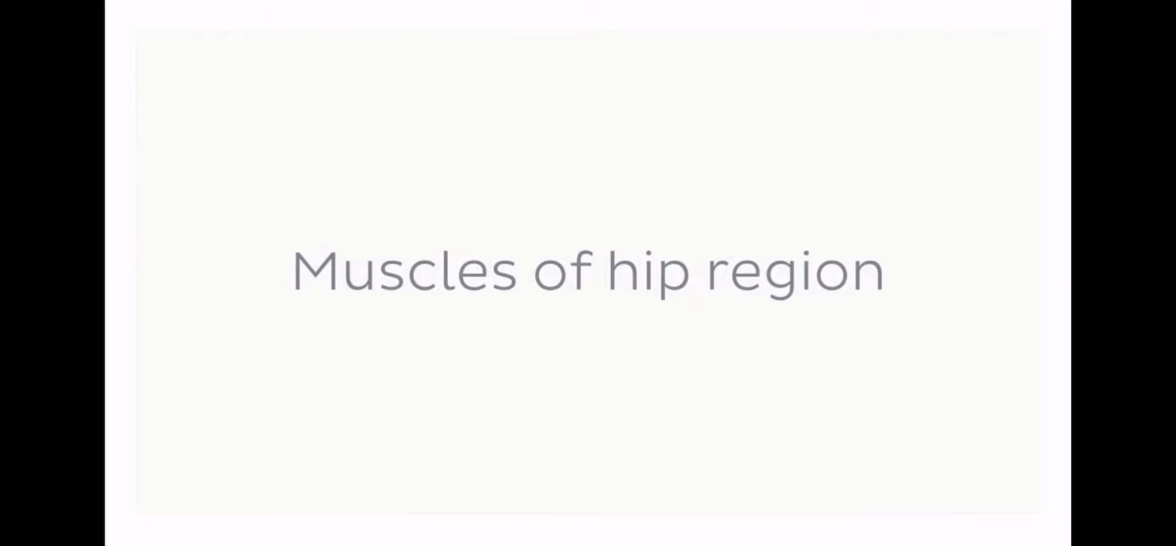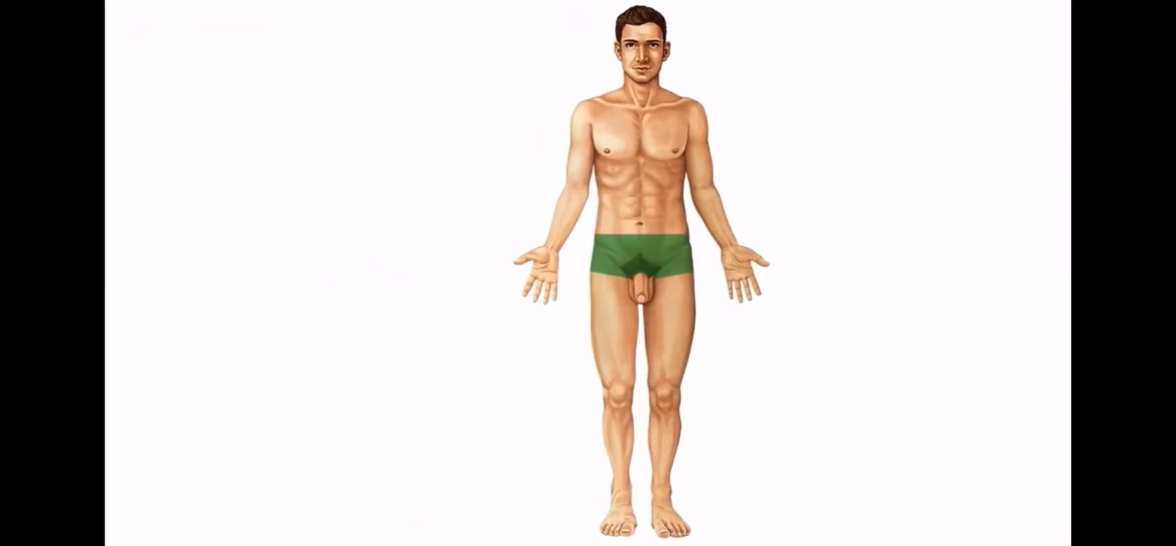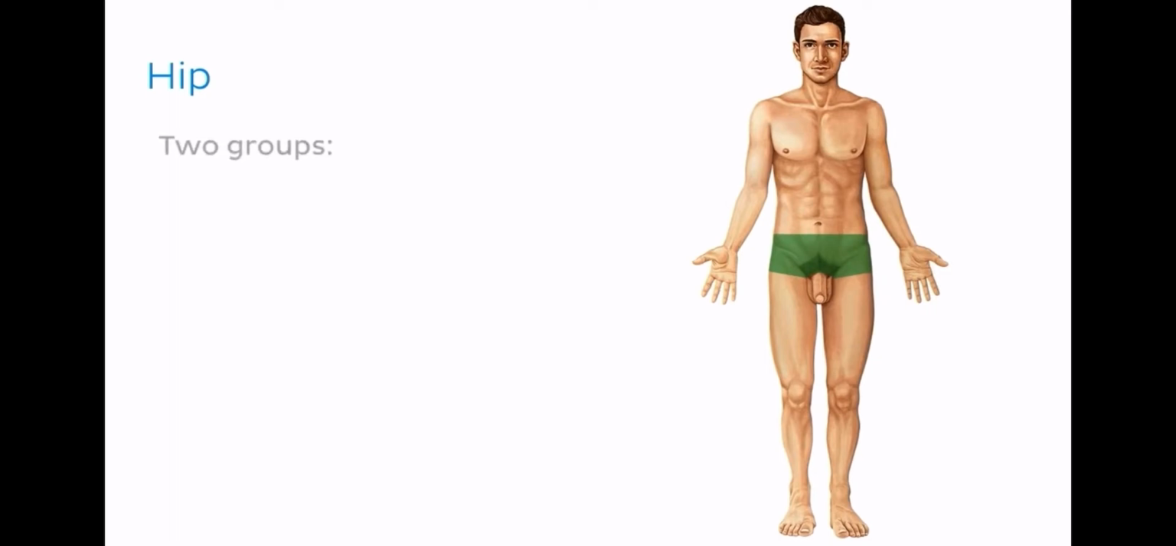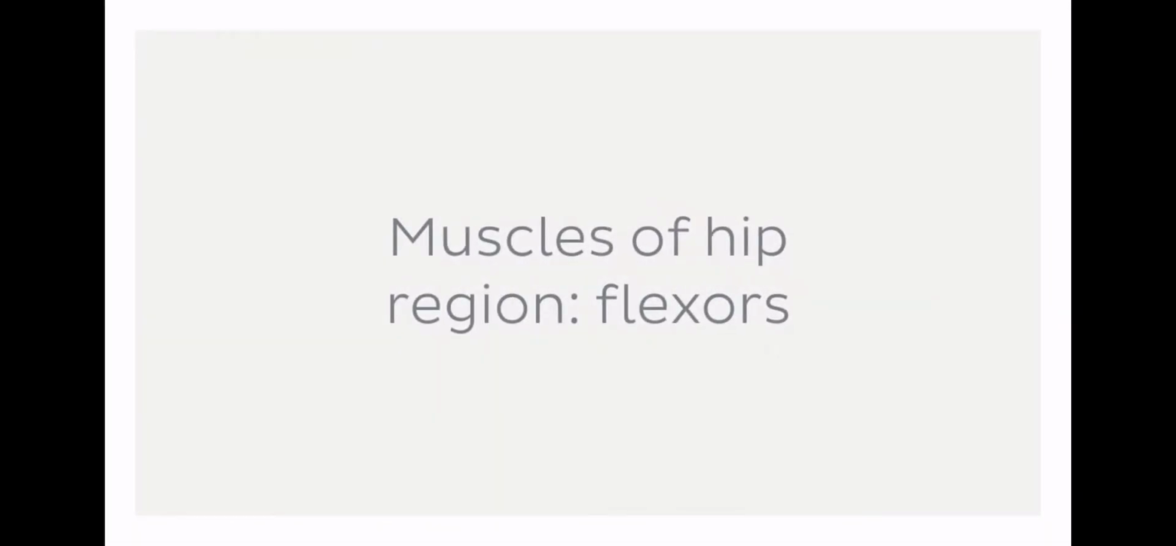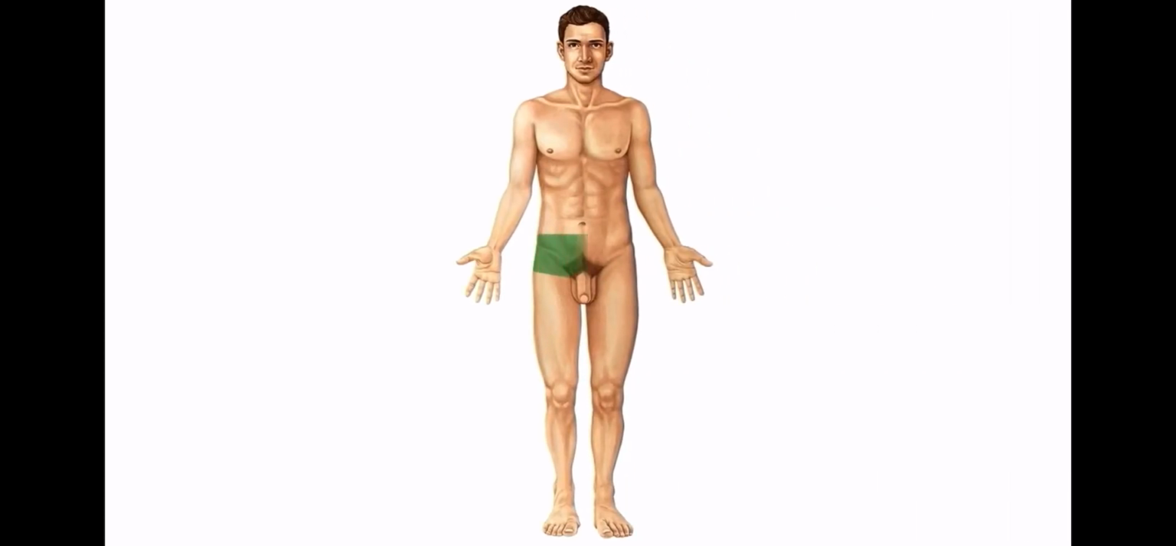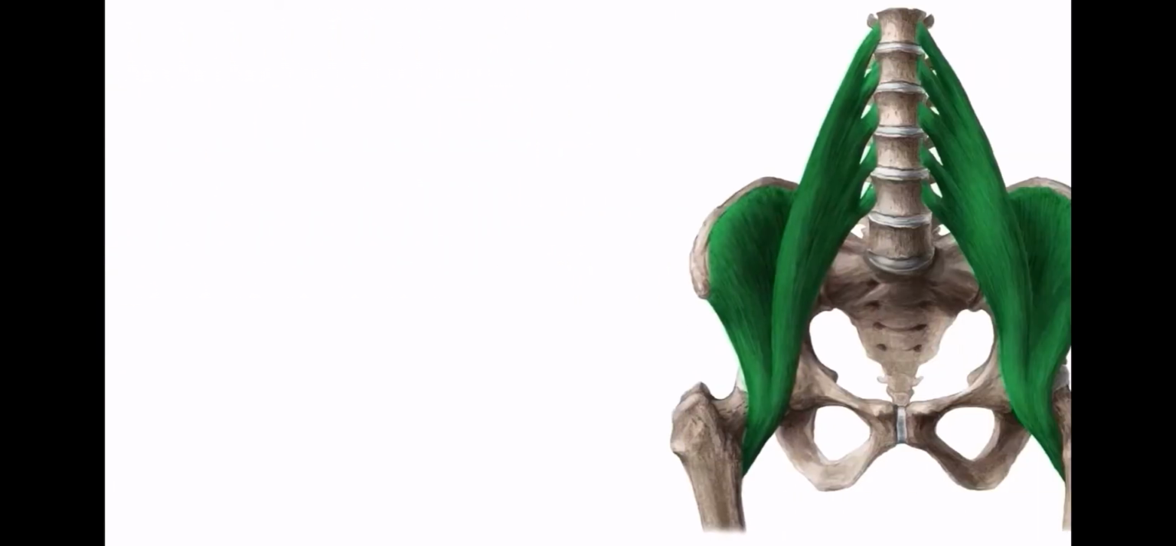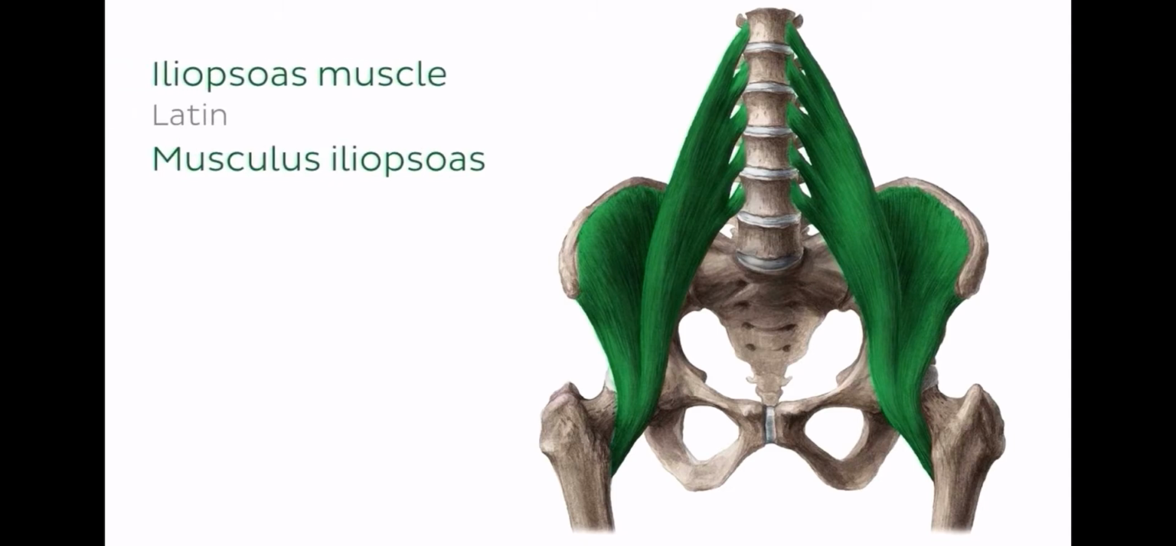So as we mentioned, we're going to start with the muscles of the hip region. And the muscles in this area can be divided into two groups. The first one being the hip flexors and the muscles of the outer hip. And we're going to go through these now, of course, in that order. So let's of course begin with the hip flexor muscles, and the first muscle that we want to talk about today is the iliopsoas muscle, which you can see highlighted in green on our image on the right.